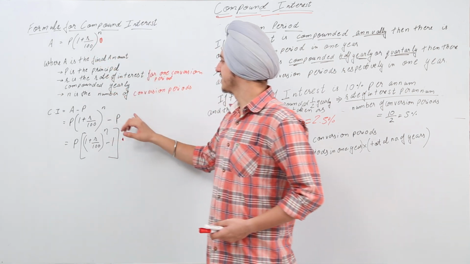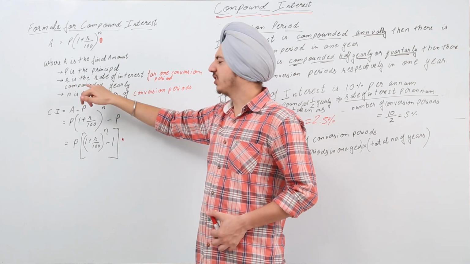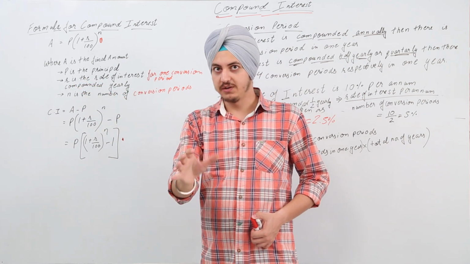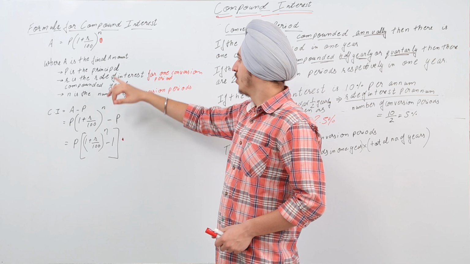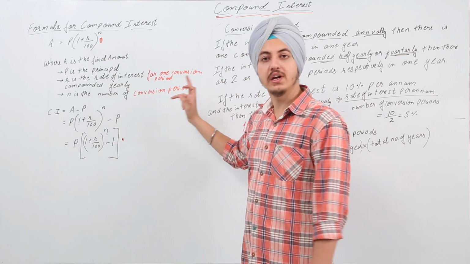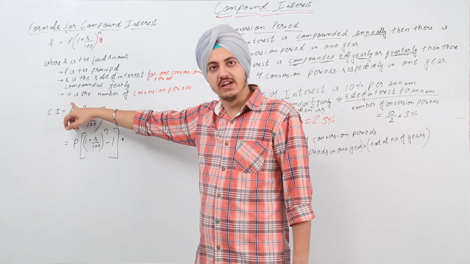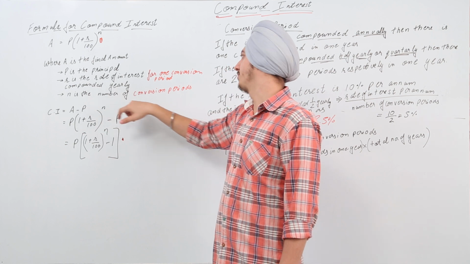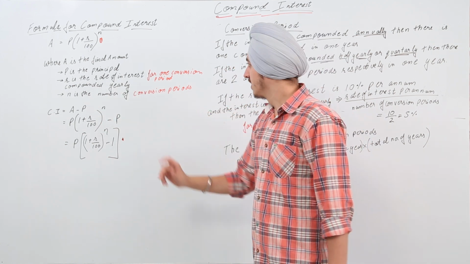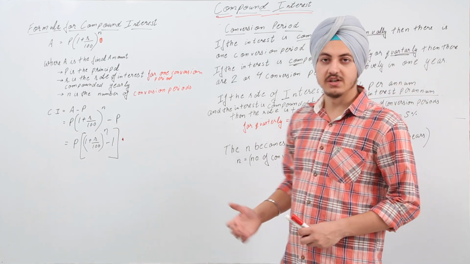The formula remains the same, but instead of the rate of interest per annum, we will now write R equal to the rate of interest per conversion period. And instead of taking n as the number of years, we will take n as the number of conversion periods. So how do we calculate the rate of interest per conversion period?